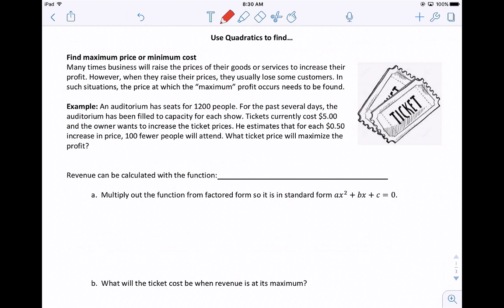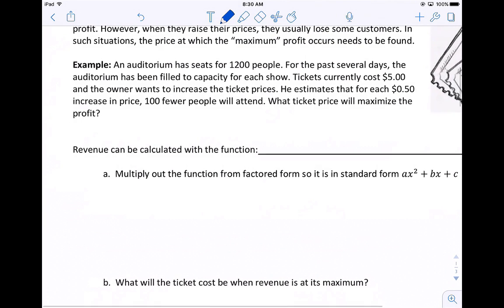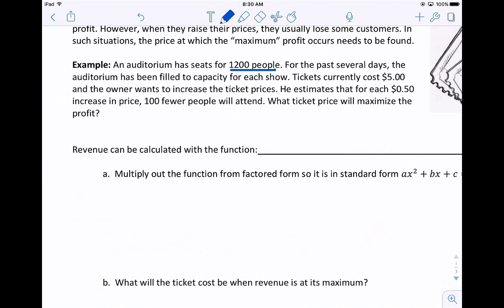Here's the first example. An auditorium has seats for 1,200 people. I'm going to underline the important information here. For the past several days, the auditorium has been filled to capacity for each show. Tickets currently cost $5, and the owner wants to increase the ticket prices. He estimates that for each 50-cent increase in price, 100 fewer people will attend. What ticket price will maximize the profit?